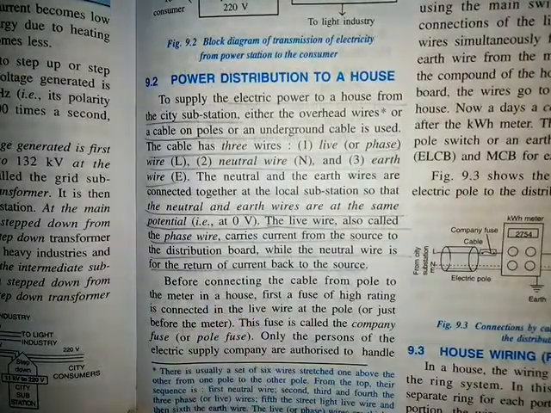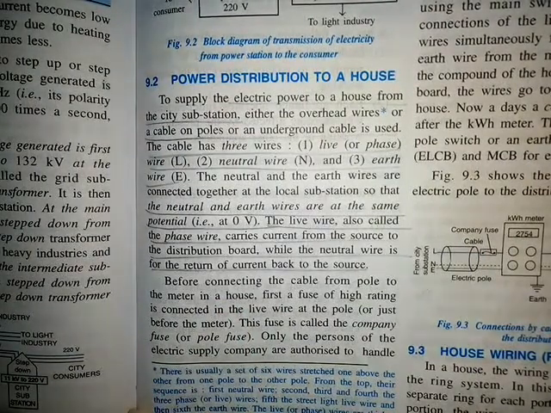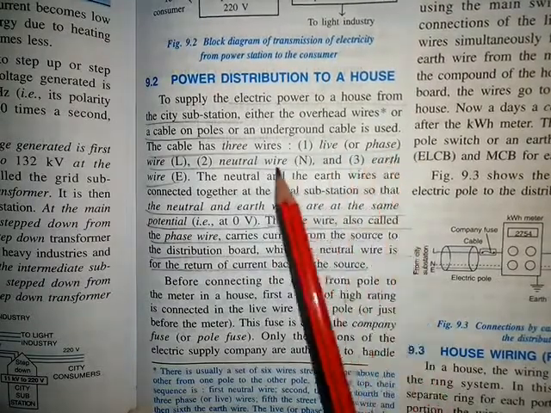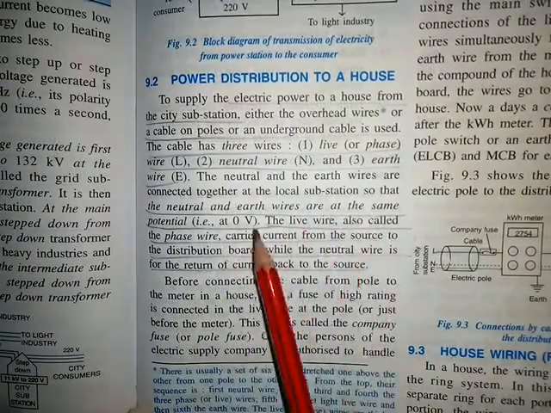First of all, we will study about the 3 types of wire. To supply electrical power to a house from a city substation, a cable on poles or an underground cable is used. The cable has 3 wires: live, also called the phase wire, neutral wire and earth wire. The neutral and earth wires are at the same potential, 0 voltage.